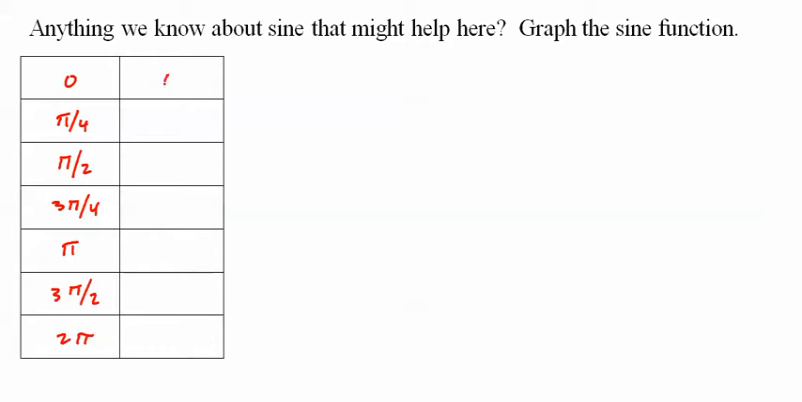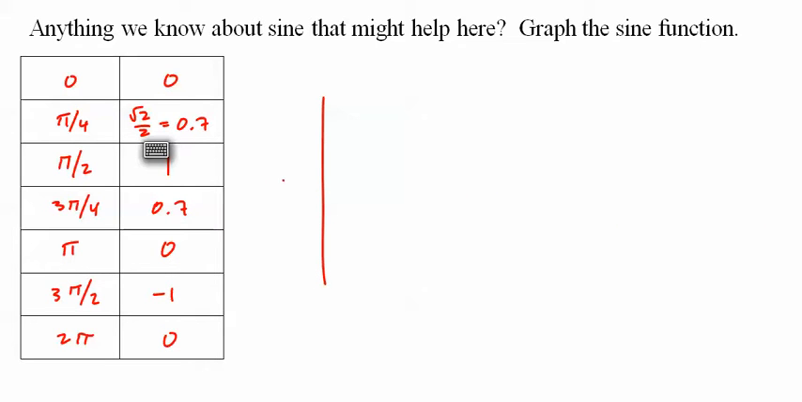At 0, sine is 0. At pi over 4, it's root 2 over 2, which is about 0.7. How do I know that? I'm a math teacher. That's my job. At pi over 2, it's 1. At 3 pi over 4, it's 0.7. At pi, it's 0. Here it's negative 1. Here it's 0.